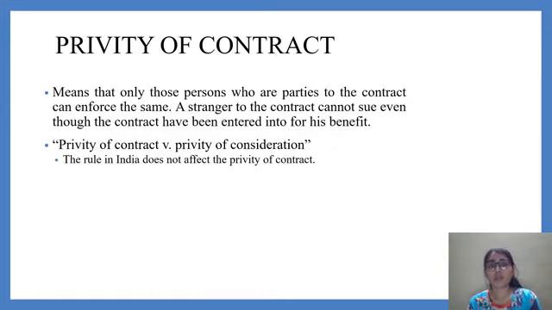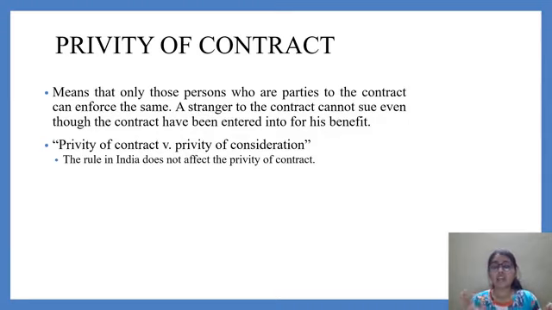Now, let us move on to the topic, that is the doctrine of privity of contract. This doctrine is very simple, it is very easy to understand. It means that only those persons who are parties to the contract can enforce the same. For example, if A and B have entered into a contract, either A or B can enforce such contract and no other person. So, according to the doctrine of privity of contract, a stranger or a third person to the contract cannot enforce such contract. Even if a benefit is conferred under the contract on this third person or stranger, he cannot sue or enforce such contract. This is the simple understanding of the doctrine of privity of contract.